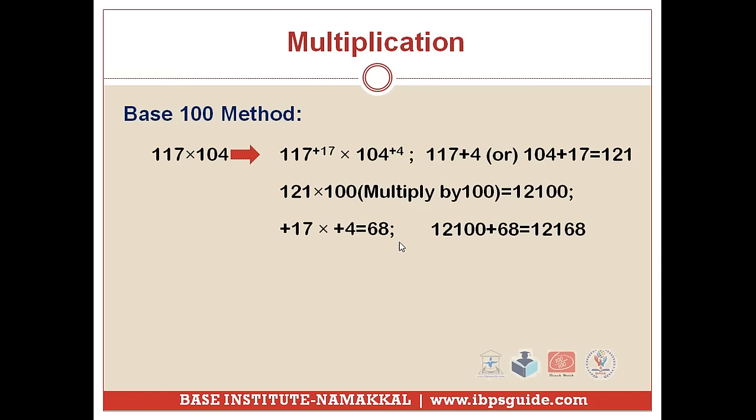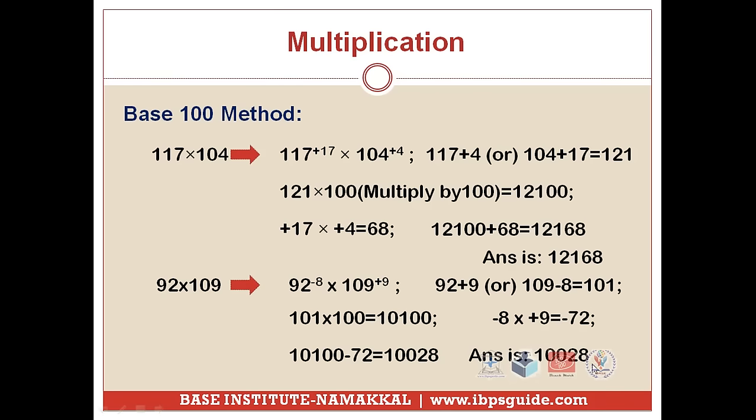Friends, just like the above mentioned example, when you multiply the numbers 92 and 109, we can get the answer as mentioned here, 10,028. Friends, kindly note this. You don't need to write all these things in your exams. Just do the simple calculations in your mind.